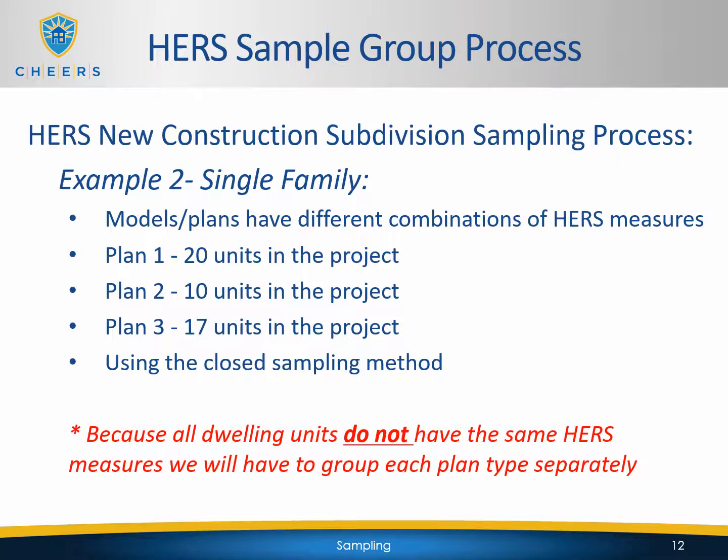Now this is a different example. Just like before, it's still single family, but in this particular example, the plans have different HERS measures associated with those particular plans, so they cannot be grouped together. So they have different models, plans, like I said, different combinations of HERS measures. Plan 1 has 20 units in the project, Plan 2 has 10 units, Plan 3 has 17 units, and we're using the closed sampling method. And like I said, because they have different HERS measures, we'll have to group each plan type separately.